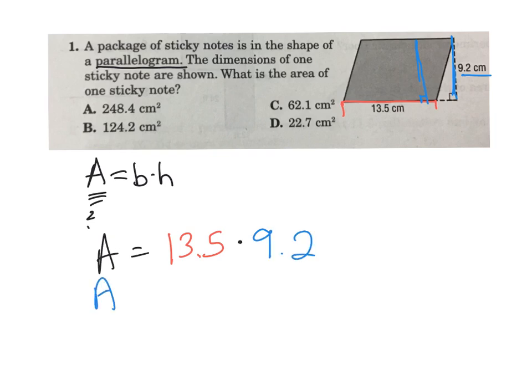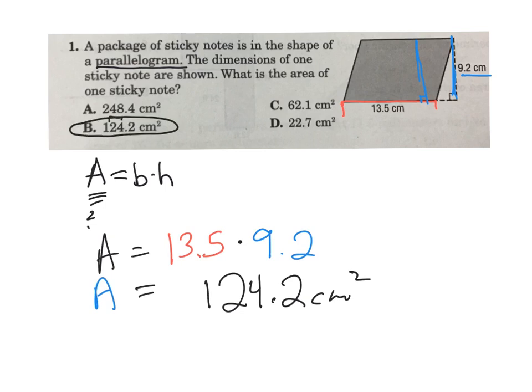So my area, go back to black, area equals, I get up my calculator, 13.5 times 9.2 equals 124.2 centimeters squared. Now let's see. It would be B. Hopefully you got B. If you didn't get B, you saw how I did it, and now you understand how to get the area of this parallelogram. All right, let's go to number 2.